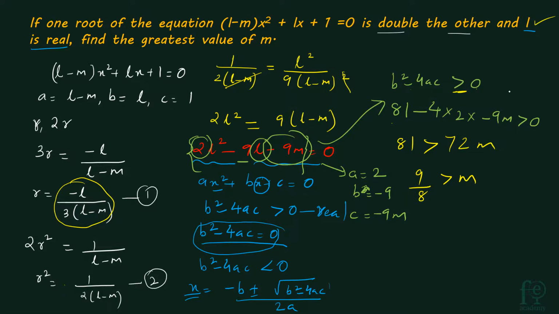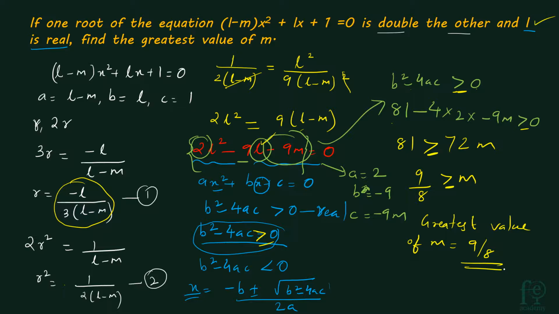0. Even if b square minus 4ac is equal to 0, L can become real. Either equal roots or real roots. So b square minus 4ac should be greater than or equal to 0. So here greater than or equal will come. Okay. So here 9 by 8 is greater than or equal to m. So that means the greatest value of m is equal to 9 by 8. So that is our question. So the greatest value of m will be equal to 9 by 8, or m cannot be greater than 9 by 8. So the greatest value possible is 9 by 8.